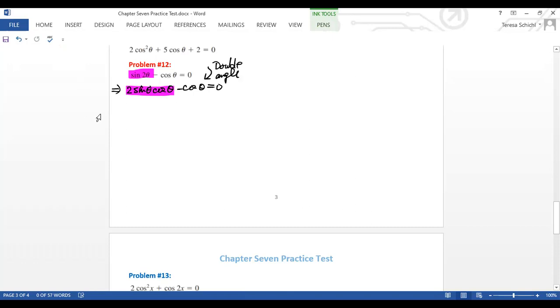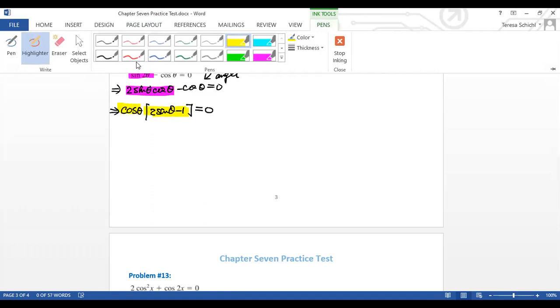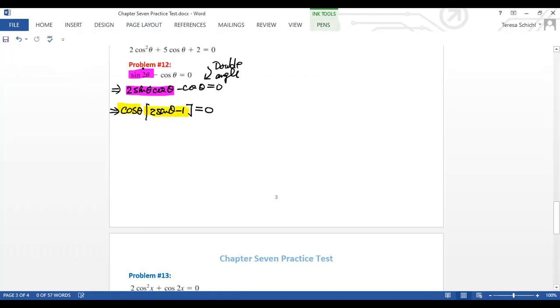Now you see the cosine, so you can factor the cosine theta out. So in here you have cosine theta times 2 sine theta minus 1 equal to 0. So just like we say, the product of two values equal to zero, how do you solve it? You set each one equal to 0, right? So you set the cosine theta equal to 0.